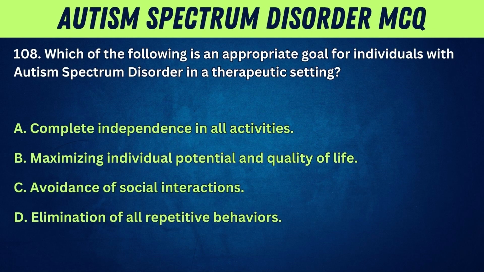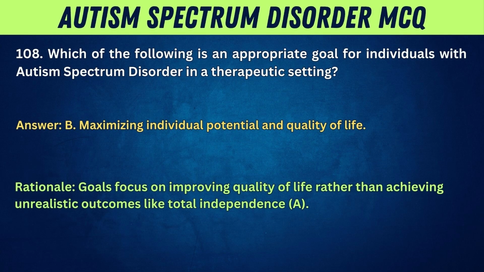108. Which of the following is an appropriate goal for individuals with autism spectrum disorder in a therapeutic setting? A. Complete independence in all activities. B. Maximizing individual potential and quality of life. C. Avoidance of social interactions. D. Elimination of all repetitive behaviors. Answer: B. Maximizing individual potential and quality of life. Rationale: goals focus on improving quality of life rather than achieving unrealistic outcomes like total independence.